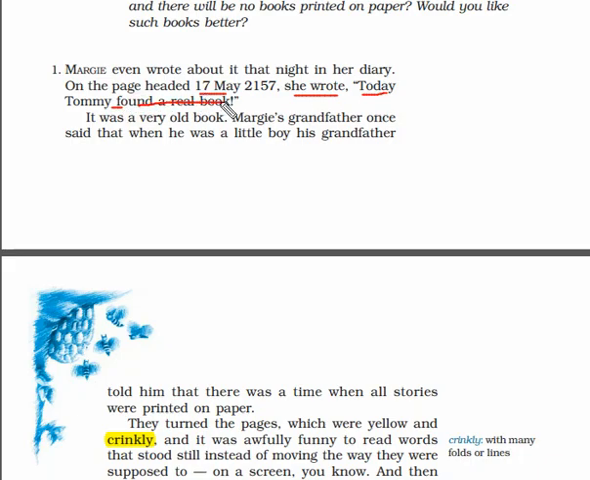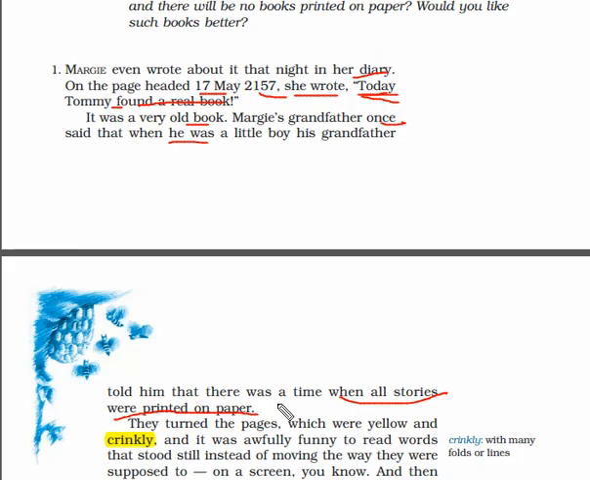In her diary she started with this sentence: Today Tommy, her friend, found a real book. It was a very old book. Margie's grandfather once said that when he was a little boy, his grandfather told him that there was a time when all stories were printed on paper, just like the textbooks you are using in your real classrooms.